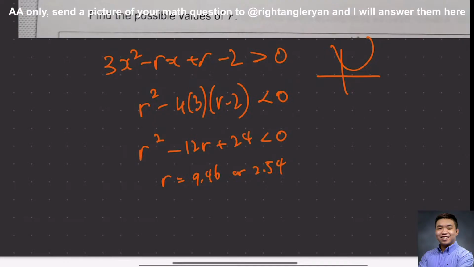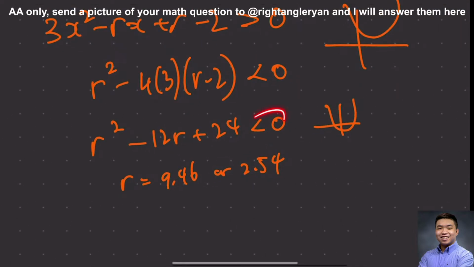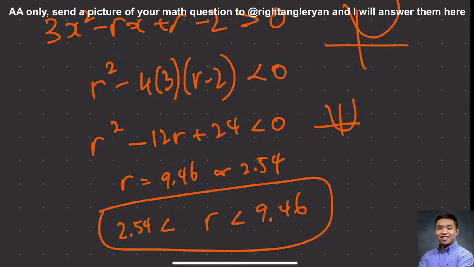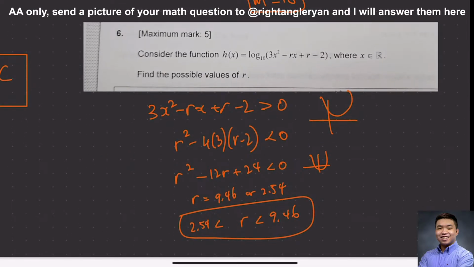Okay, and since we want that to be less than 0, we know this is a U-shaped quadratic. If we want it to be less than 0, it has to be in between the two zeros. So r has to be in between 2.54 and 9.46. Okay? Am I right? Am I correct?